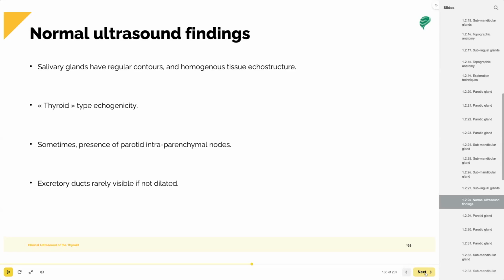What are the normal findings of the salivary glands? They usually have regular contours, and the echo texture is usually homogeneous. It does have a thyroid type echogenicity, as I have observed in many patients in general. And sometimes you can have the presence of a parathyroid intraparenchymal node. Excretory ducts are rarely visible if not dilated.